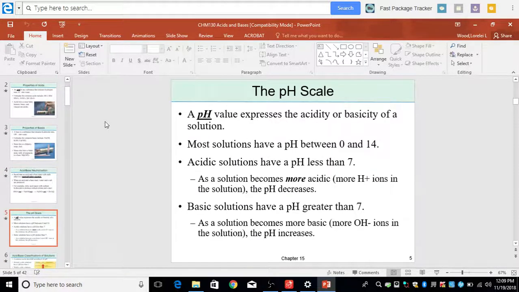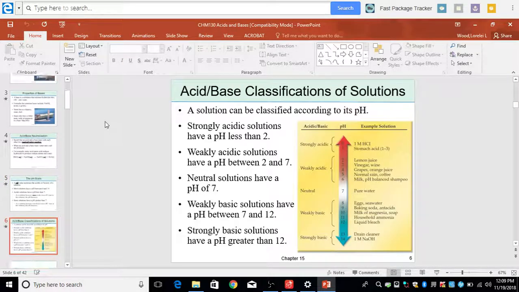And then we got the pH scale, which you guys learned about in lab last week. The pH scale goes from 0 to 14. Anything less than 7 is an acid. Anything greater than 7 is a base, also called alkaline. And 7 is supposed to be neutral, where you have equal concentrations of both.